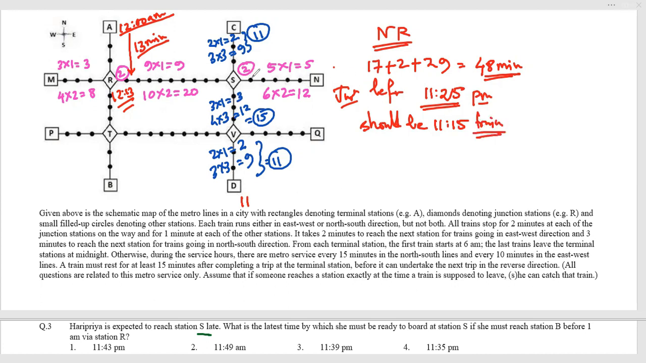Now the 11:15 train, when will it reach S? From 11:15, how much time? 17 minutes and 2 minutes stoppage time, 19 minutes plus. So 11:15 plus 19, at 11:34 p.m. the train leaves S, that is the latest train. So need to reach 11:34 plus. So for this question, the option is not matching with me.